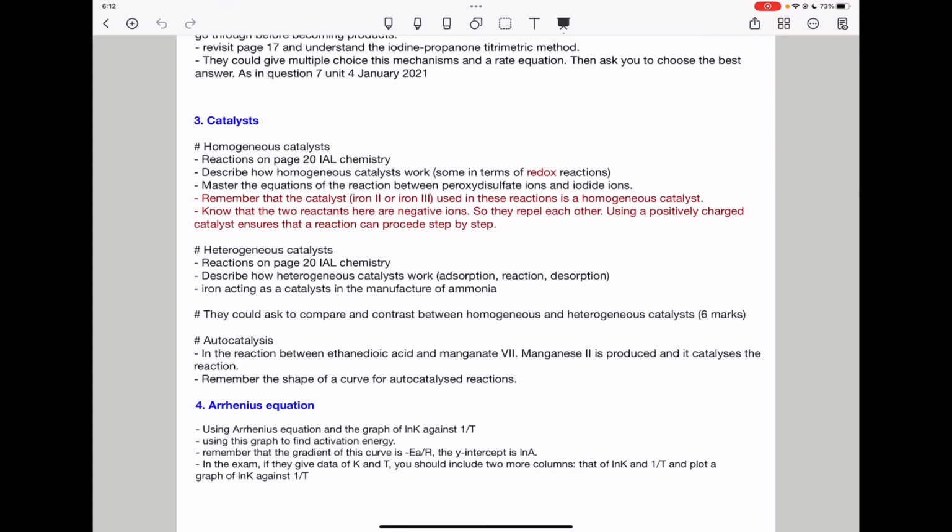Finally, about catalysts, they can ask you about autocatalysis, like the reaction between ethanedioic acid and manganate, in which the product, manganese(II), acts as a catalyst for this reaction. I recommend that you remember what the shape of a reaction that is autocatalyzed looks like.